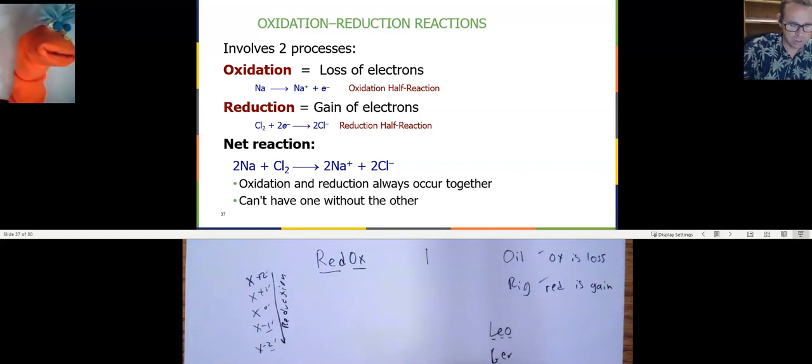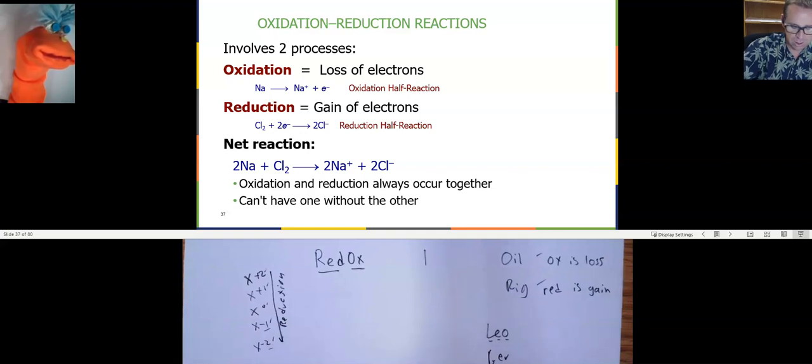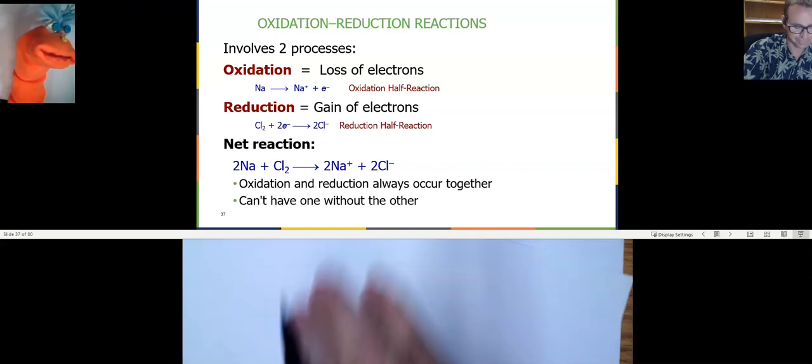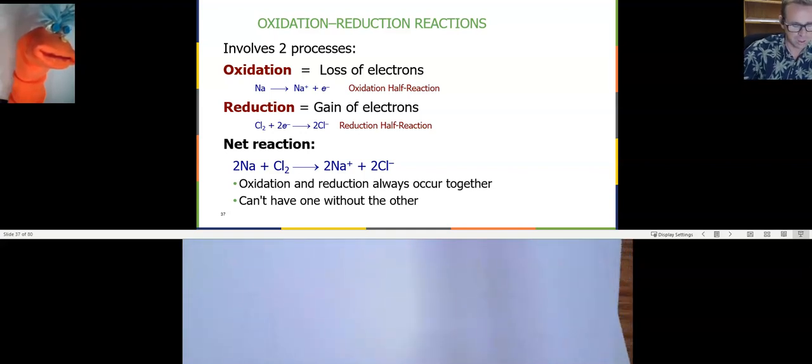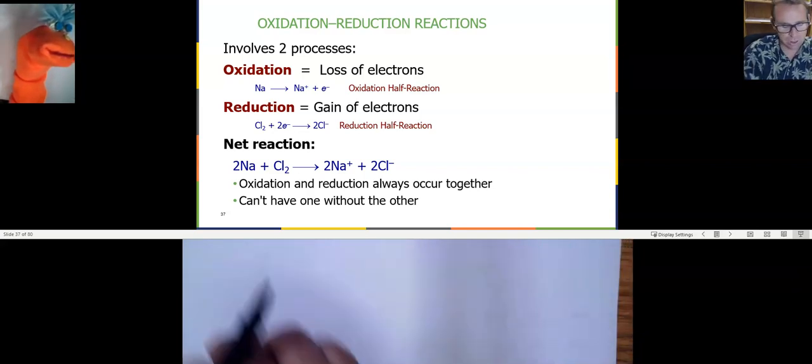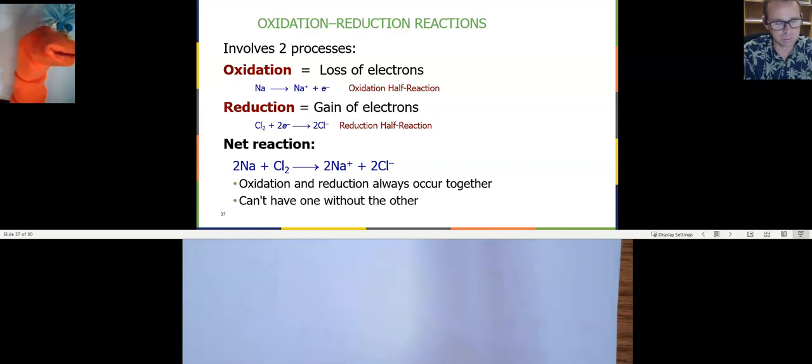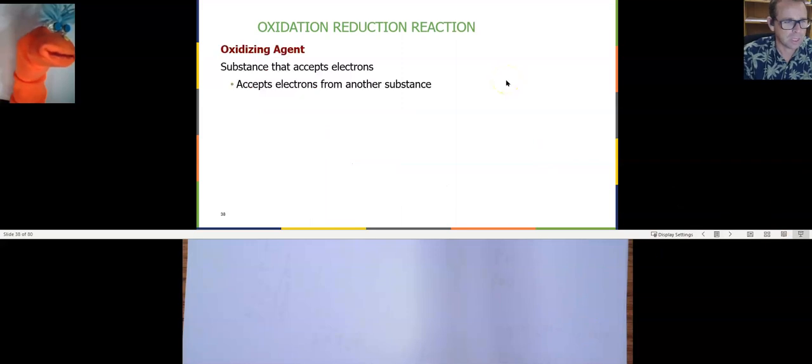All right, so whatever method you use, you have to remember that gain of electrons is reduction and loss of electrons is oxidation. And we need to be able to compare elements on the left of a reaction and on the right and see whether the process was a reduction or an oxidation. Okay?